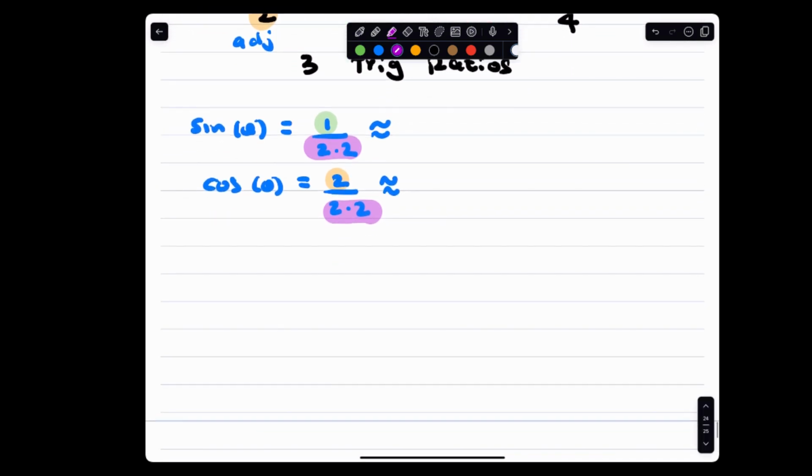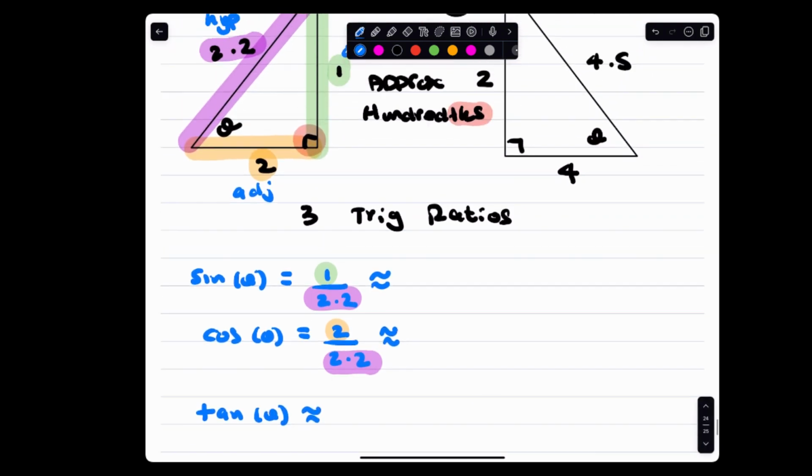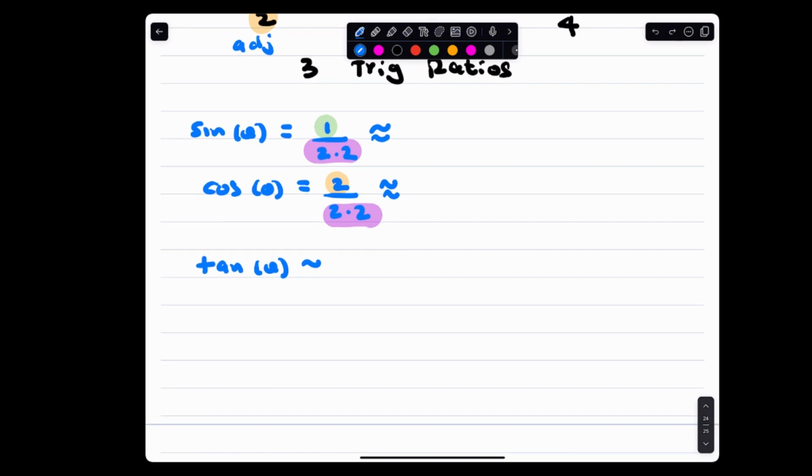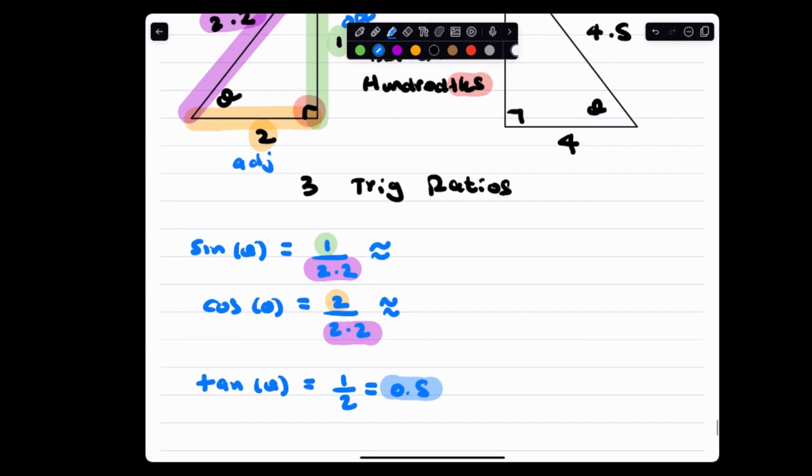And then what's tangent going to be? Opposite over what? Adjacent. 1 over 2. Is that right? And we know that equals 0.5, okay? Well, maybe we know, maybe we don't know. We'll see. So opposite over adjacent. We want to know those things.